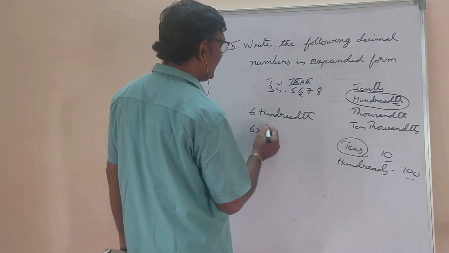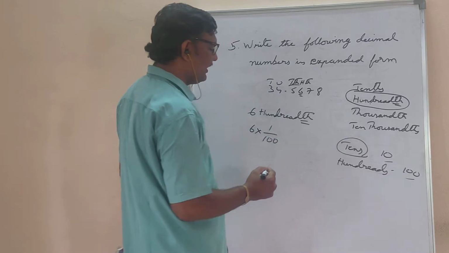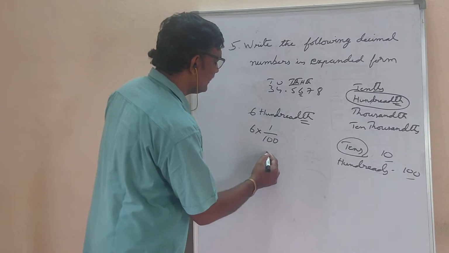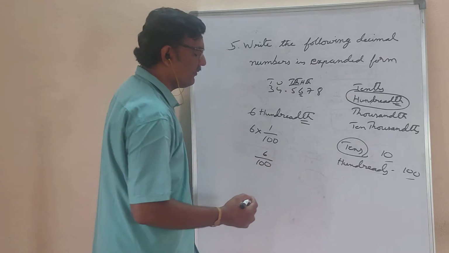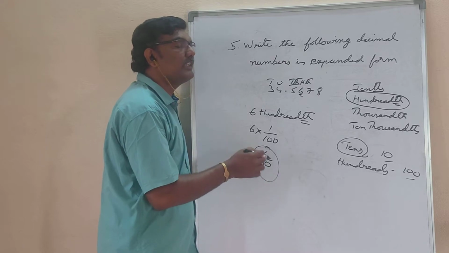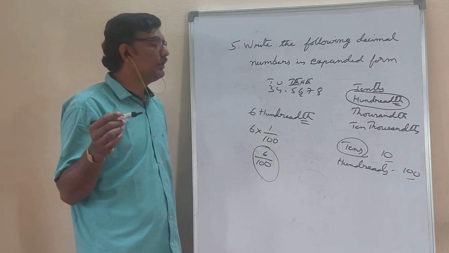I said 100th, the last "th" is there, which means 1 by 100 I said to write. 6 into 1 by 100 is nothing but 6 by 100. What is 6 by 100? It is the place value of 6 in the decimal number. I hope that you understood.